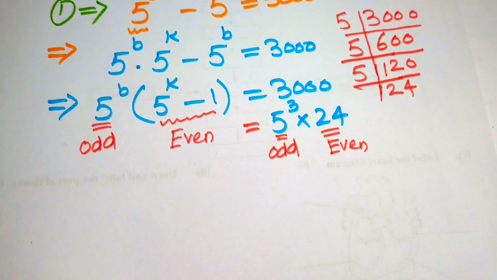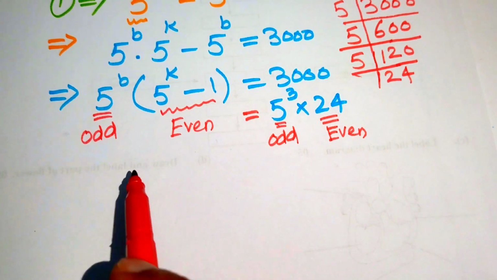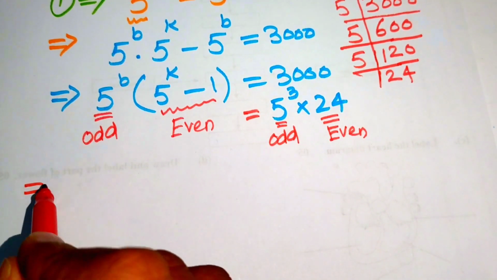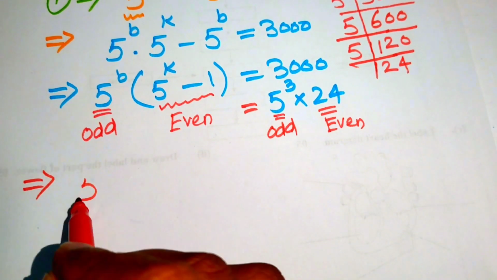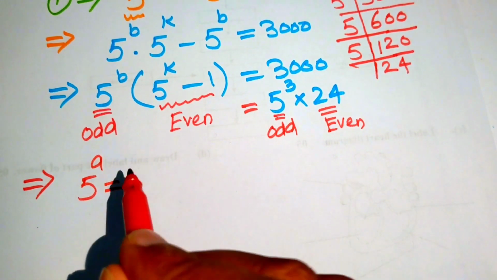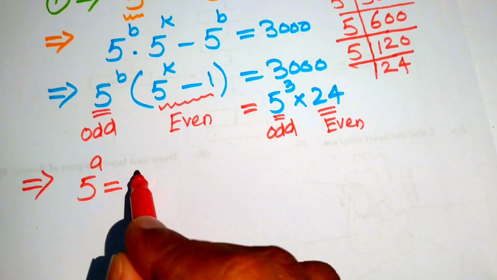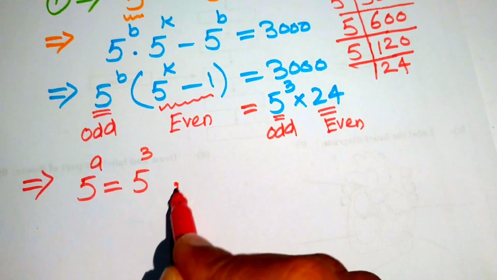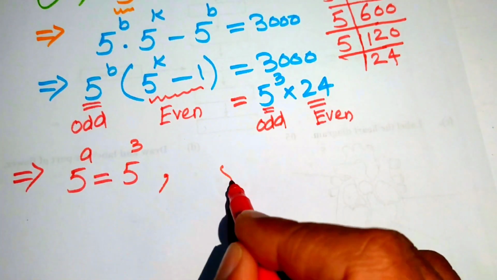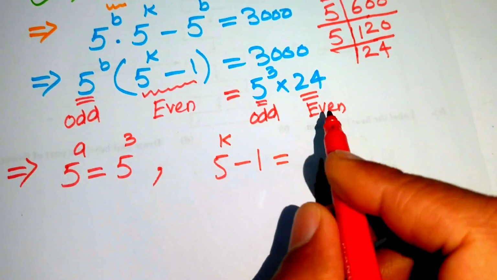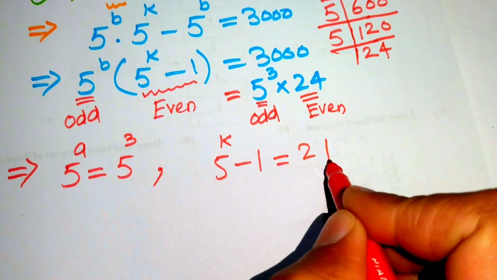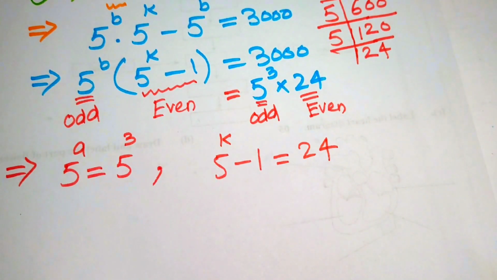we will compare both of the sides, and we compare odd and even numbers on both of the sides. So first we compare odd numbers: in the left hand side we have odd number 5 to the power of a, and in the right hand side we have odd number 5 to the power of 3. Similarly, in the left hand side we have even number 5 to the power of k minus 1, and in the right hand side we have even number 24.